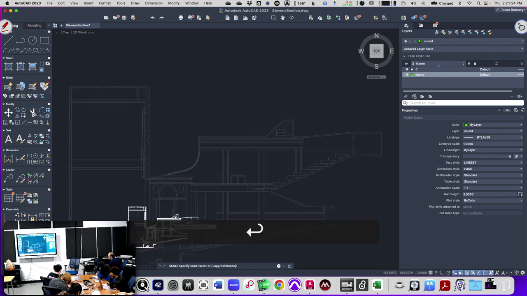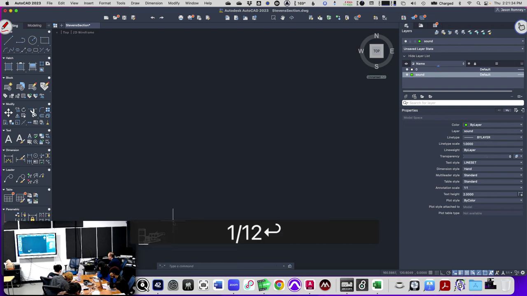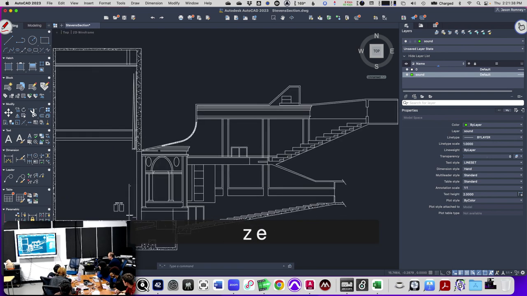Enter. And then the scale factor. The scale factor is 1/12. Got it. Because you're trying to cram those 12 inches into one unit. Yeah. So 1/12, enter. And there it is. And then I just zoom to get it back in. Okay? Awesome. Thank you so much.